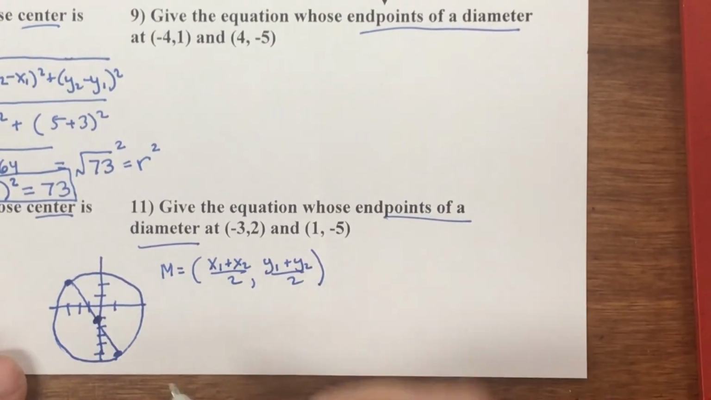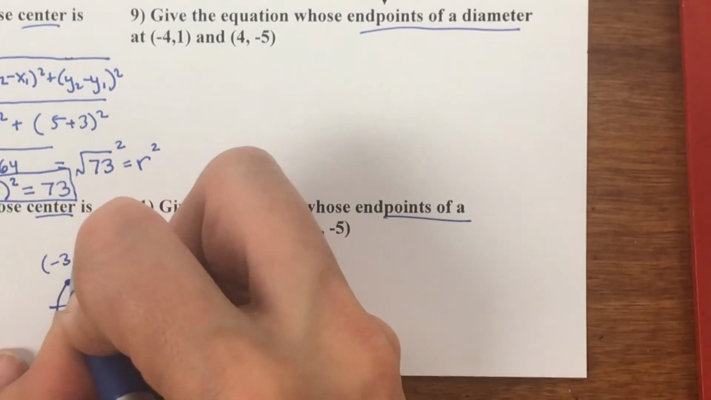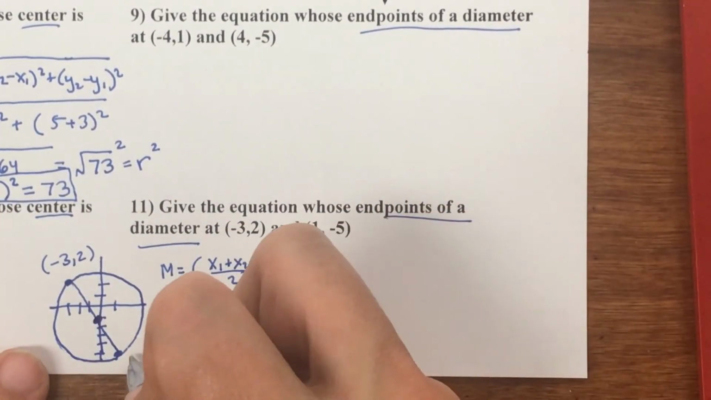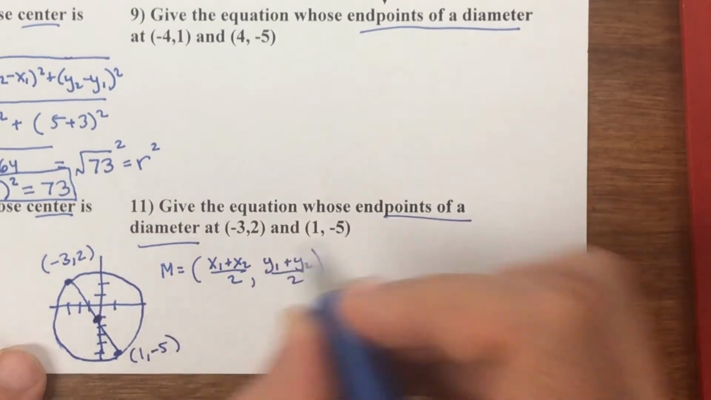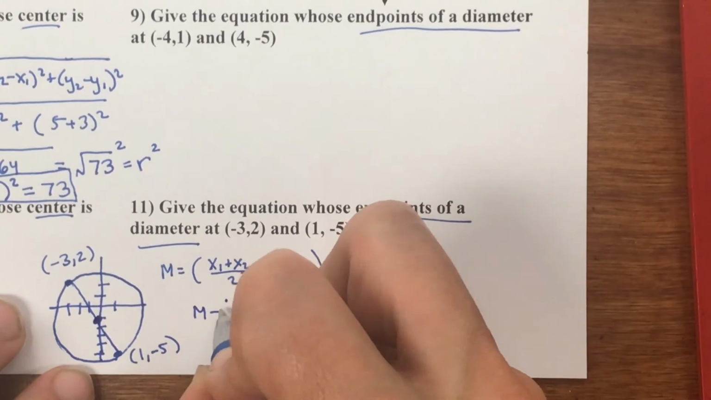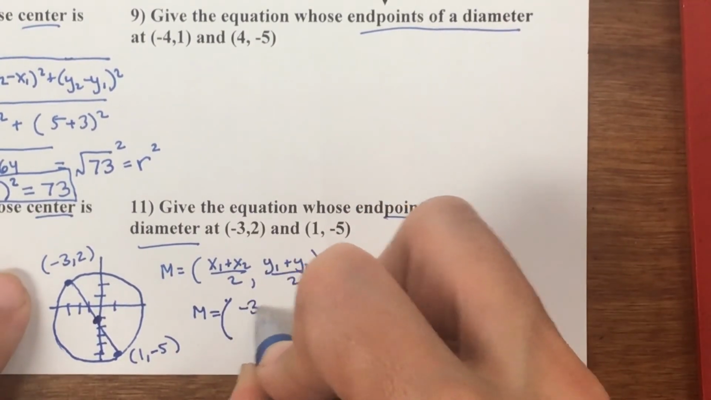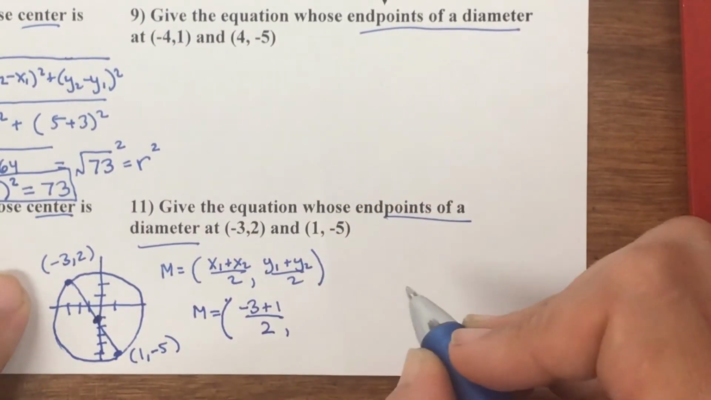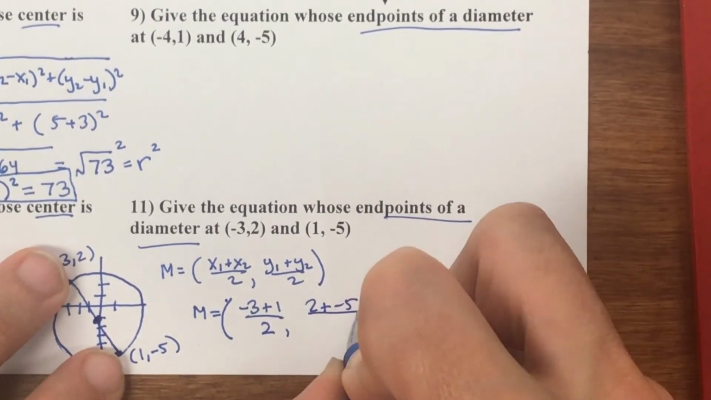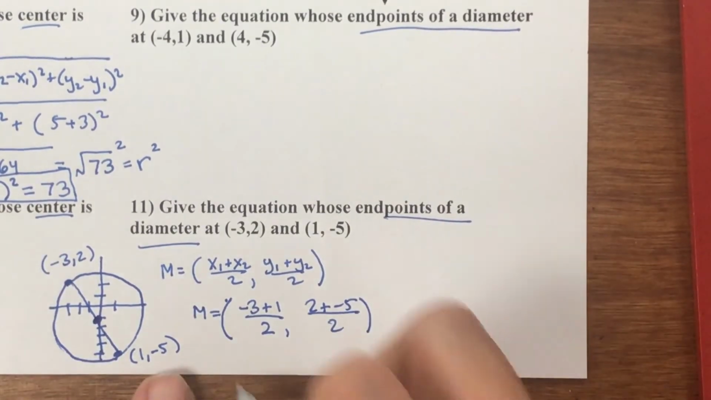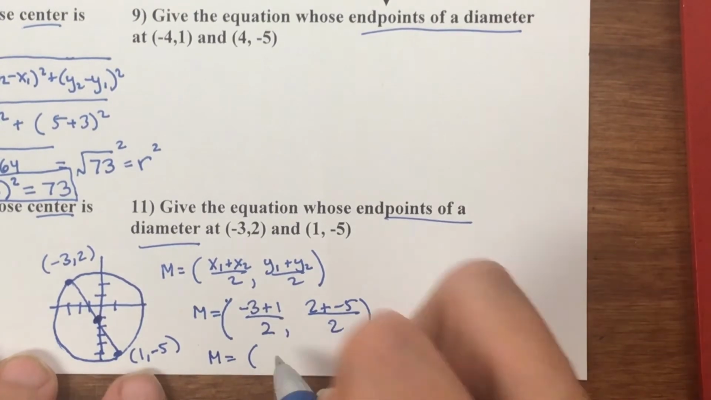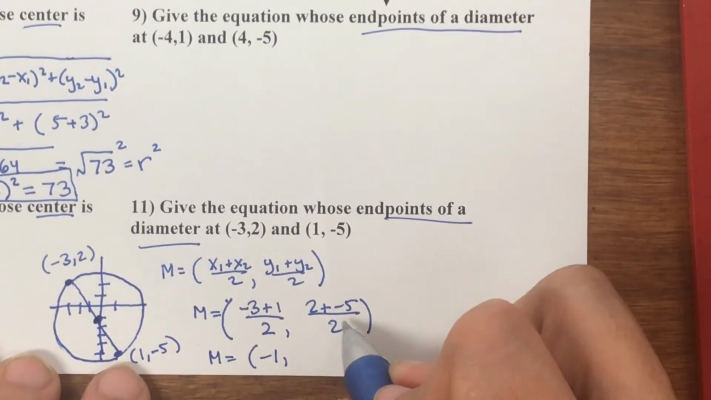So basically you take your x values, which in this case are negative 3 and, oh, that's not your x value, negative 3 is your x value, and 1. So we add our two x values and we take half of them. So if we add my x values, I would have negative 3 plus 1, and then take half of it. And then here we'd add our y's. So we have 2 plus a negative 5, and then take half of it. So my midpoint becomes negative 2 over 2, which is negative 1, and then negative 3/2.